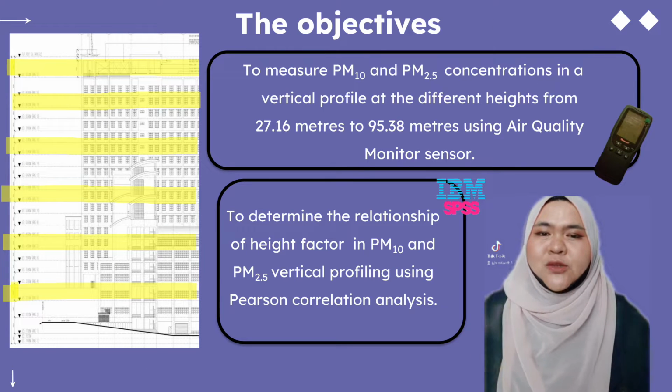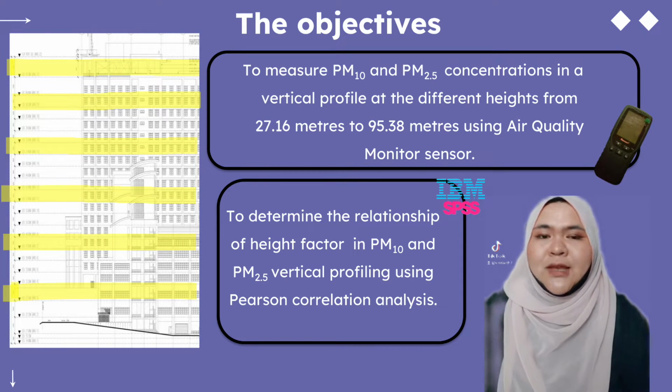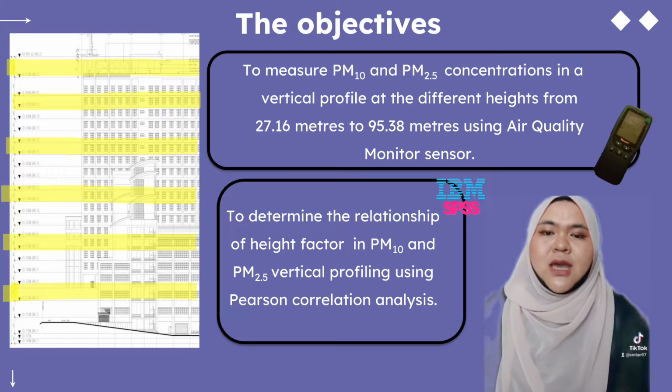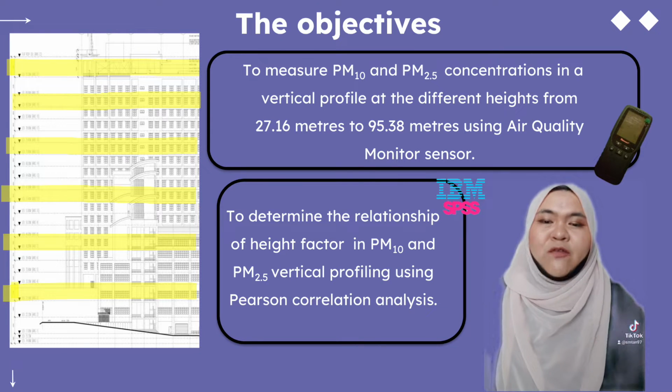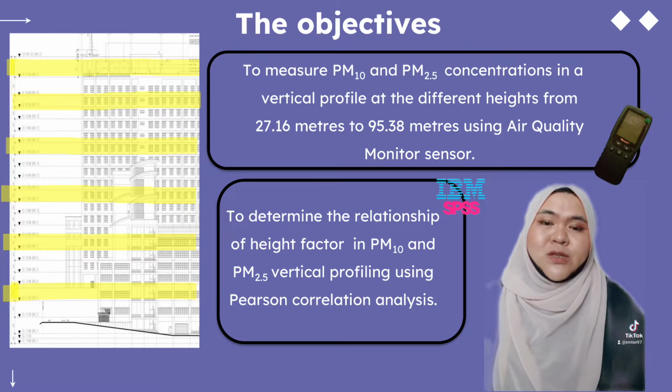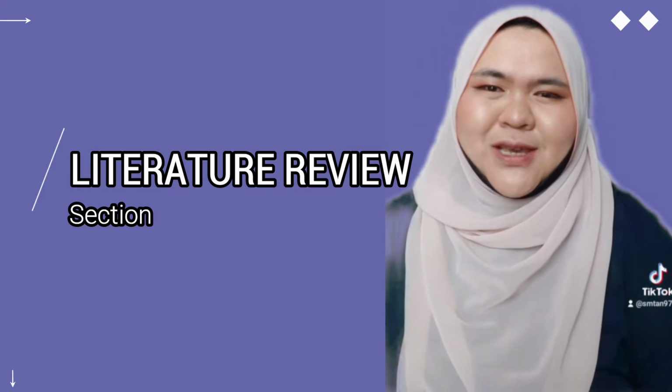My aim for this project is to measure PM10 and PM2.5 concentration in a vertical profile at different heights from 27.16 meters to 95.38 meters using air quality monitor sensor, and then to determine the relationship of height factor in PM10 and PM2.5 vertical profiling using Pearson correlation analysis. Let us move to literature review session.